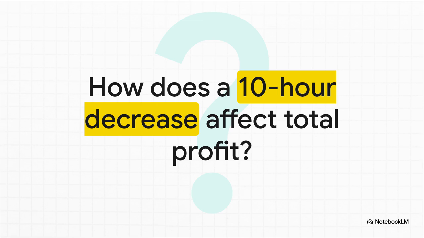But I'm going to leave you with a final advisory challenge to chew on. What happens if multiple constraints change at the exact same time? Like if labor drops by 10 hours, but materials increase by 50 kilos, does your shadow price still hold true, or does the entire system just break? Think about how you'd advise management then, and I'll catch you in the next explainer.